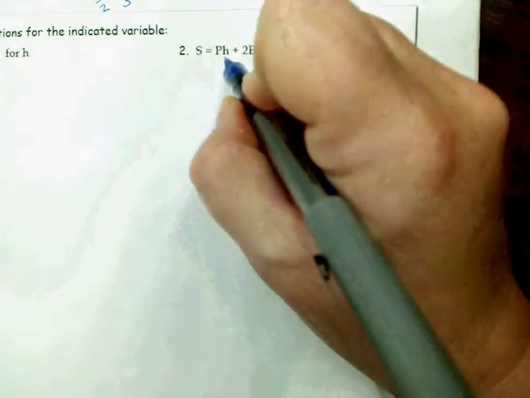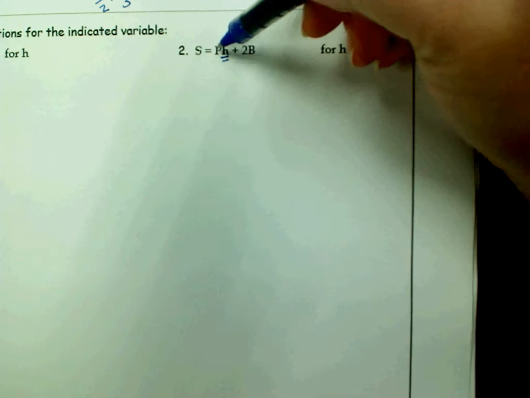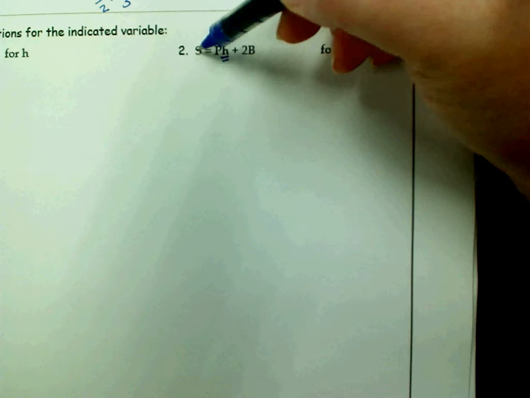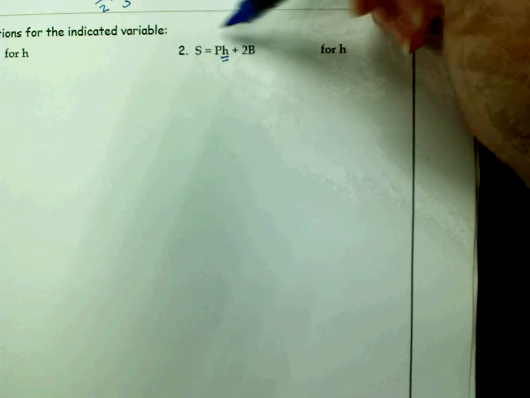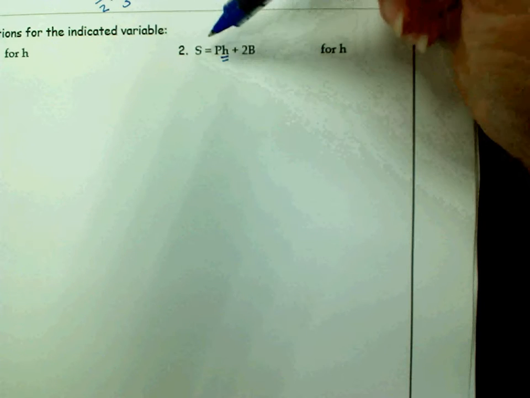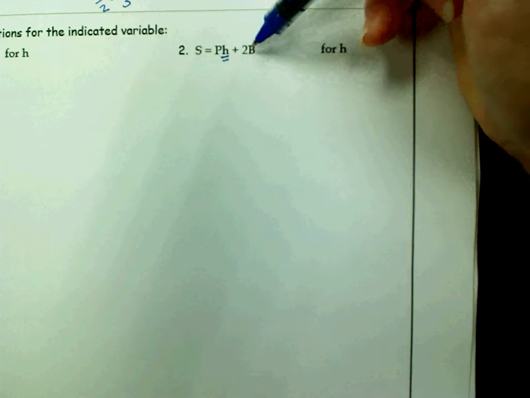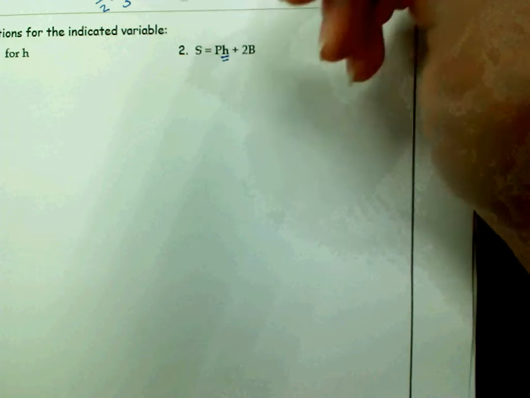So to get h by itself, I've got a p in front. That's a capital P. That means perimeter is what that stands for. This is S, that's surface area. This is for the surface area of a prism, if you want to know what this formula is for. That surface area is equal to perimeter times height plus 2 times the base area. That's a capital B. So we're solving for h.